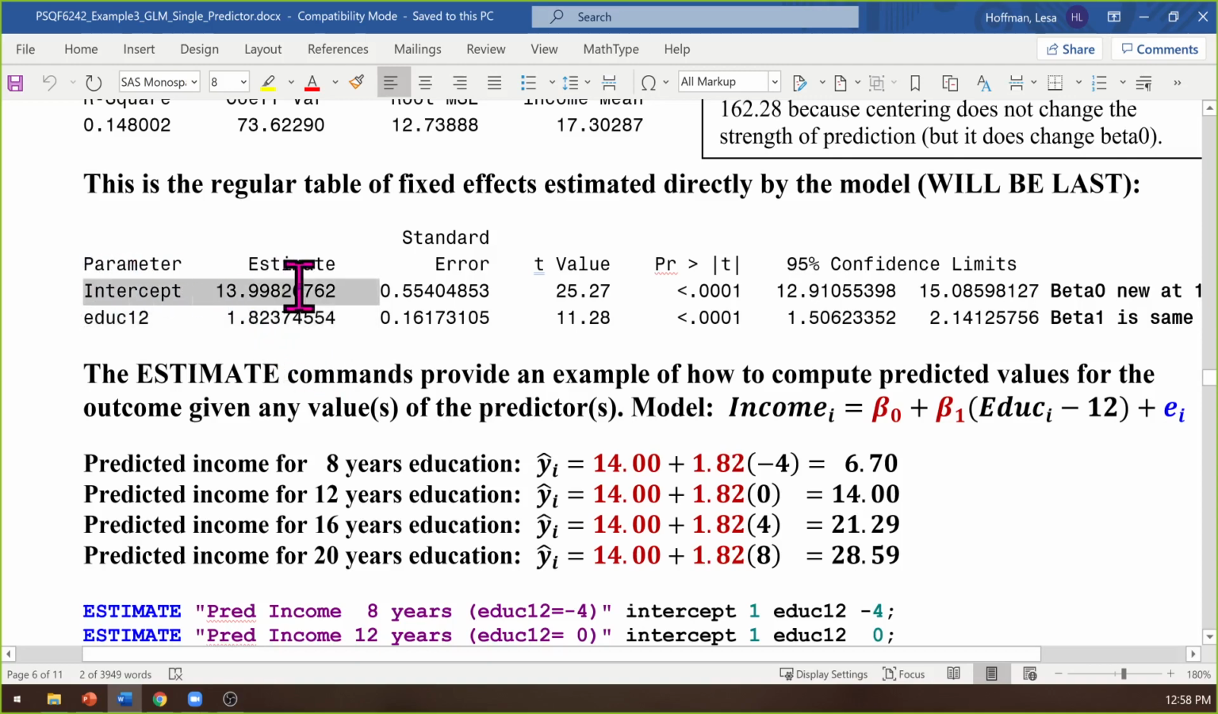So then, this fixed intercept. Yeah, go ahead. Can you explain why you picked 12 for the center? Would it matter if you had picked 8 or 16, or why did you do 12?